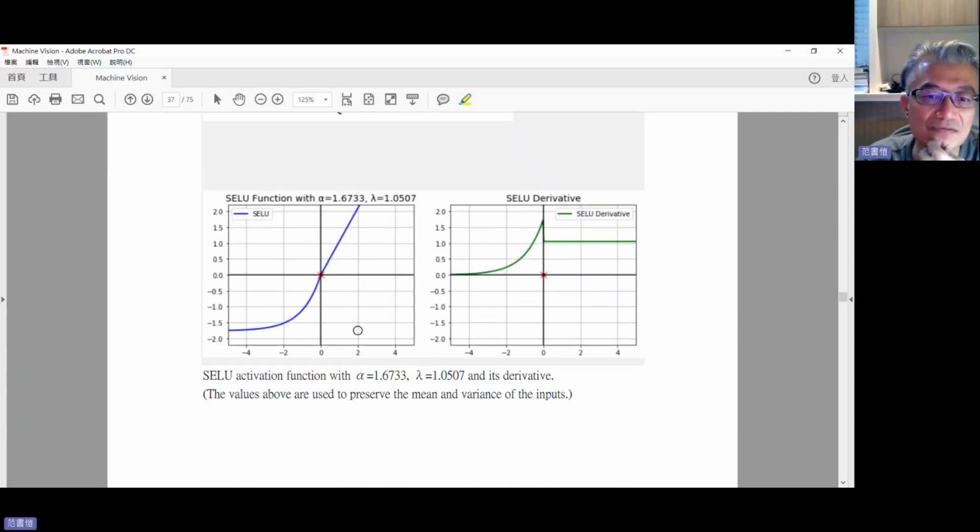So SELU activation function with alpha 1.6733, and lambda equal to 1.0507 in the derivative on the right-hand side. The values above are used to preserve the mean and the variance of the input. So how can you say that of the input? So you can take the expected value, and it is still increasing. However, it is not that large. So keep the mean and variance of the input finite. This is finite. That means it converges.